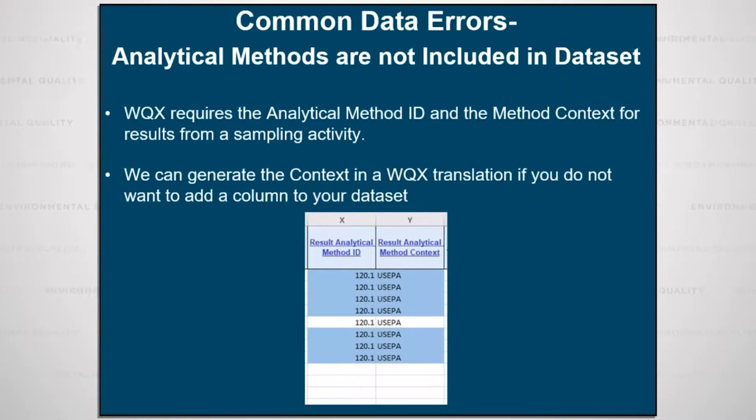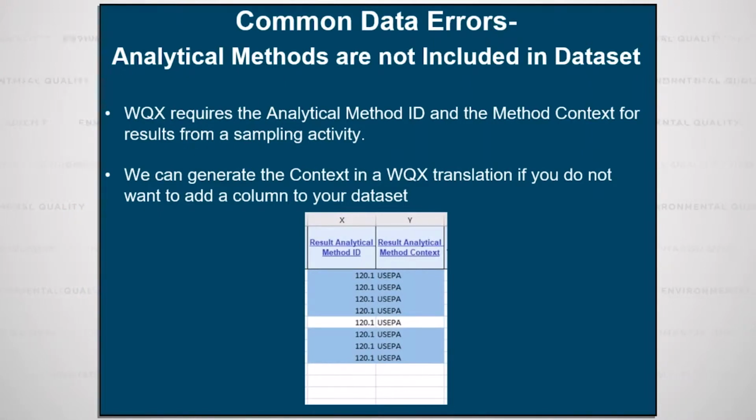Other things to look out for are analytical methods not being included with physical chemical data. Most all laboratory data has some sort of approved analytical method associated with it. WQX requires that you list that analytical method and the context from the result of a particular activity sample. Now, we can generate and translate this in WQX Web for you. It just depends on your format.